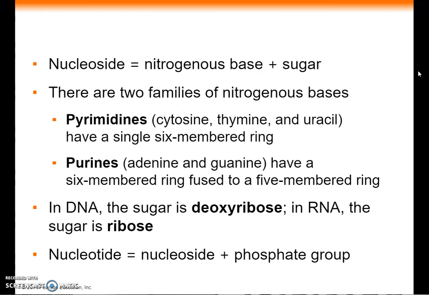The nitrogen bases are rings of carbon and nitrogen that come in two types: purines and pyrimidines. The pyrimidines have a single six-membered ring of carbon and nitrogen atoms. There are three different pyrimidines: cytosine, thymine, and uracil. Thymine is found only in DNA, and uracil is found only in RNA. Purines have a six-membered ring joined to a five-membered ring. The two purines are adenine and guanine.